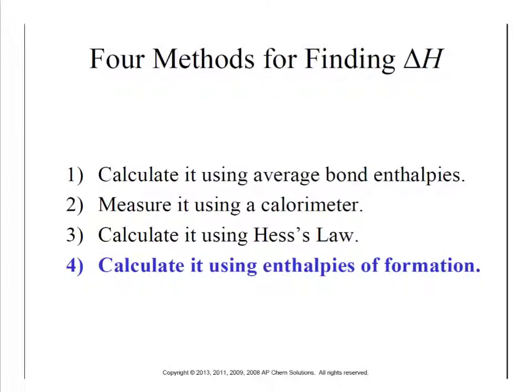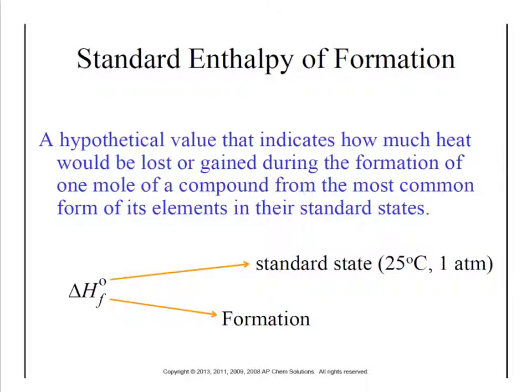And finally, ladies and gentlemen, the last way to calculate a change in enthalpy is using the enthalpies of formation. This method is actually probably one of the least accurate ones. It gives us kind of a picture: is it endothermic or exothermic? But other than that, it's based upon hypothetical, theoretical data, and it can only be used under very specific conditions. Those conditions are that it has to be at 25 degrees Celsius and 1 atmosphere.